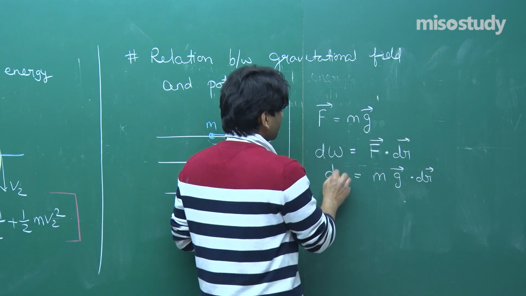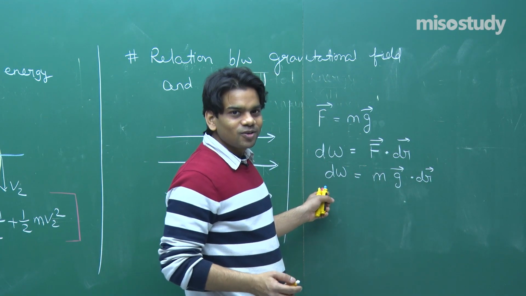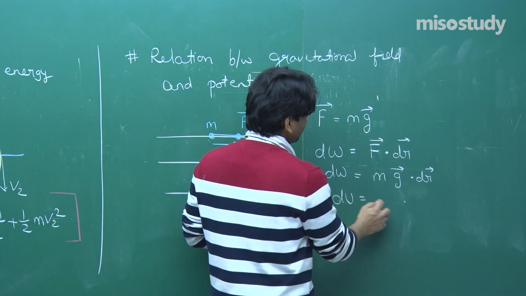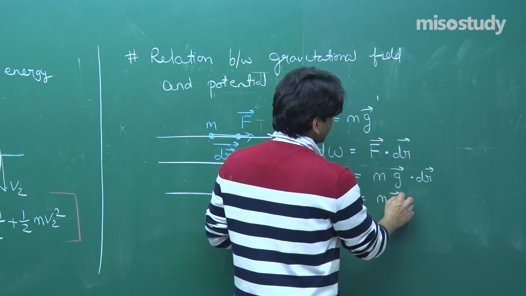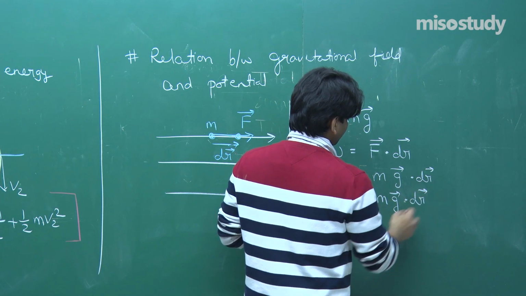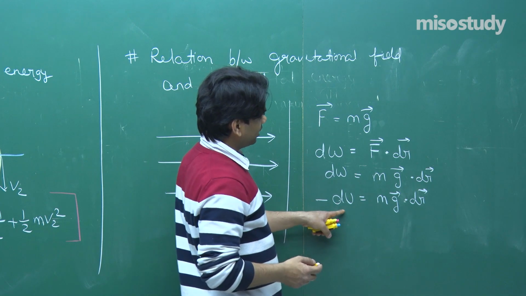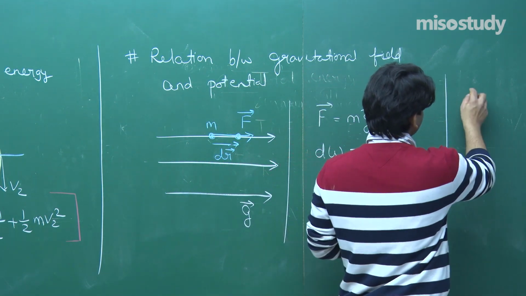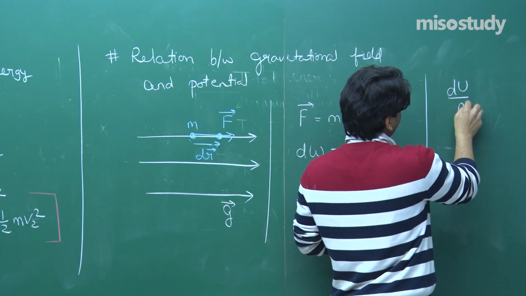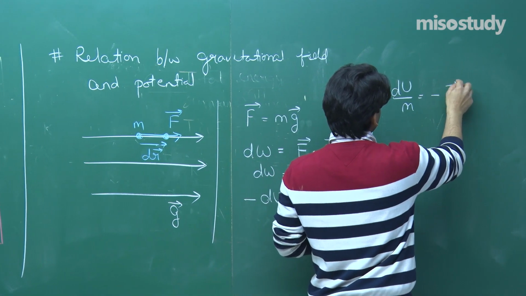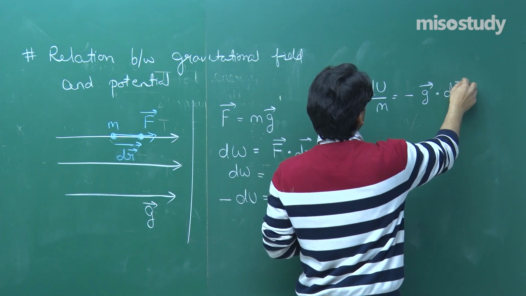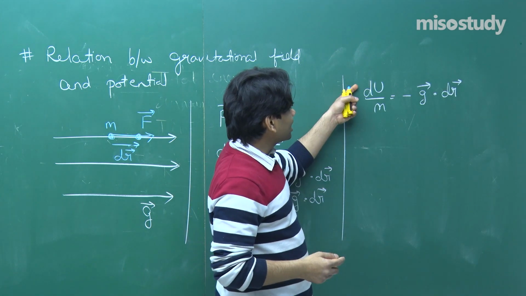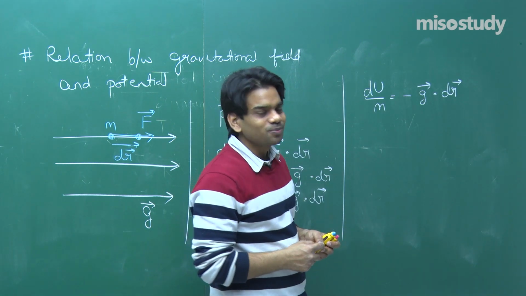Now, work done by internal force is equal to negative of change in potential energy. So, can I write this as minus dU is equal to mg dot dr? Not a problem. Now, if I take this m here, dU by m will be equal to minus g dot dr. I am going mathematically correct. dU by m is equal to minus g dot dr. Change in potential energy with respect to mass will give you change in potential.